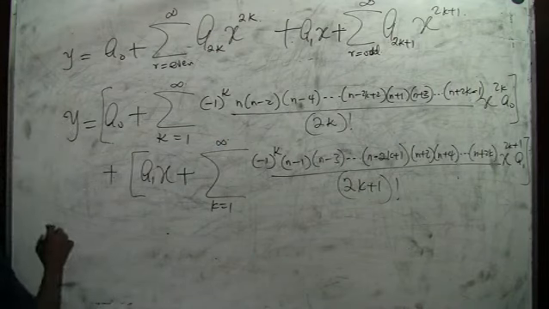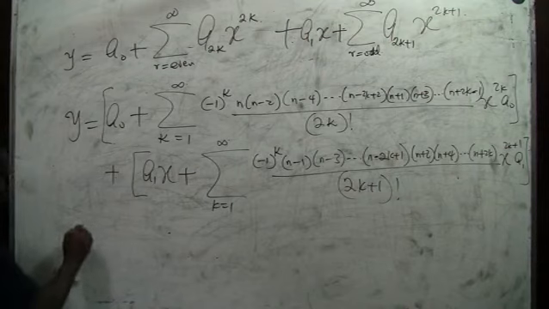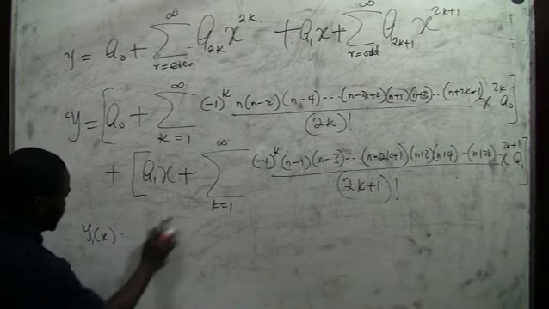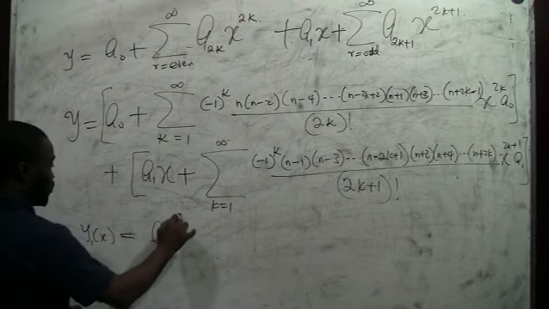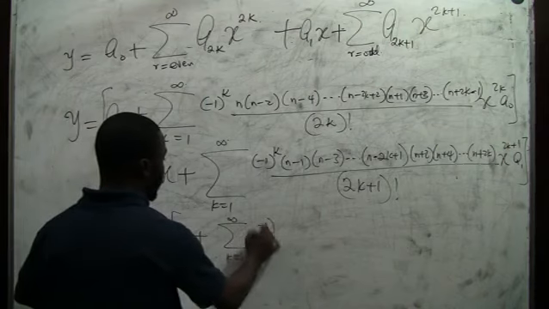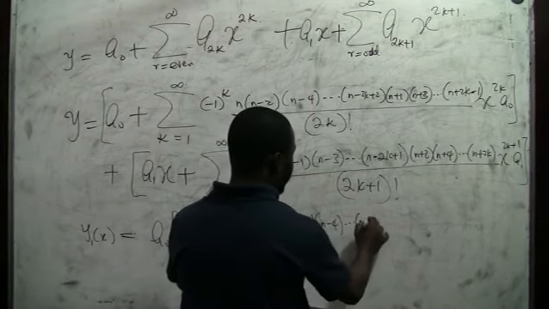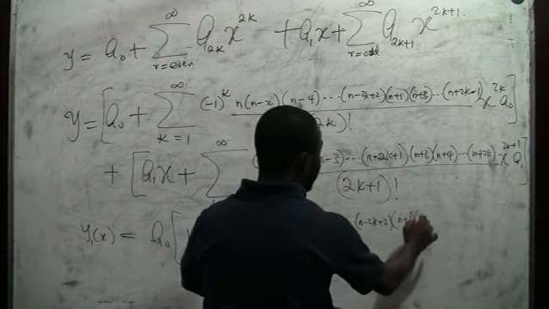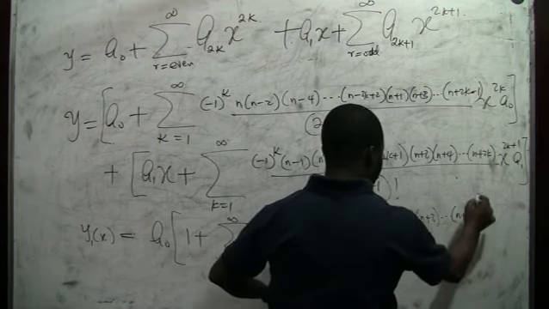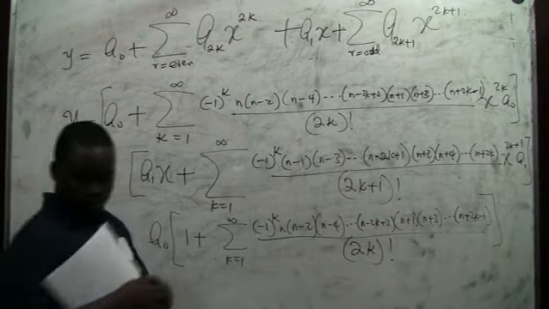So we can now conclude that the first solution, y1, which is the same thing as Pn of x, can be written as a naught into 1 plus summation k from 1 to infinity minus 1 raised to power k n minus 2, n minus 4 up to n minus 2k plus 2 into n plus 1, n plus 3 up to n plus 2k minus 1, divided by 2k factorial. That's our first solution.